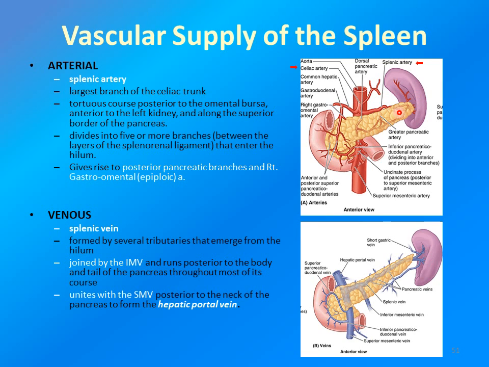But also throughout its course, the splenic artery gives rise to a number of branches in the layers of the splenorenal ligament that also feed the pancreas. Then the venous circulation is also through the splenic vein, which has various tributaries, not only from the pancreas, but also a tributary from the right gastroepiploic vein. And it's joined by the inferior mesenteric vein before it unites with the superior mesenteric vein, becoming the hepatic portal vein.